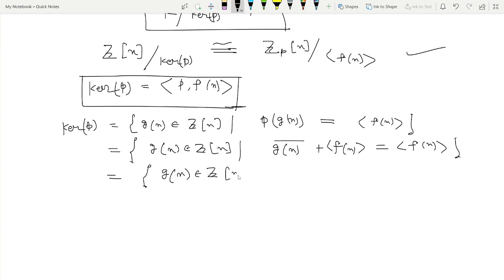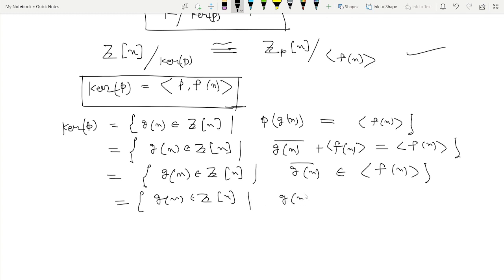So this is actually the class of g(x) belongs to this ideal generated by f(x). So that means all such g(x) belonging to Z[x] such that this class of g(x) will be of the form some multiple of f(x), so f(x) into say another polynomial in Z[x], say psi(x).